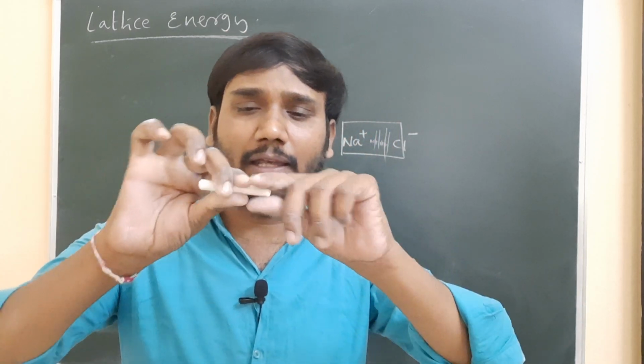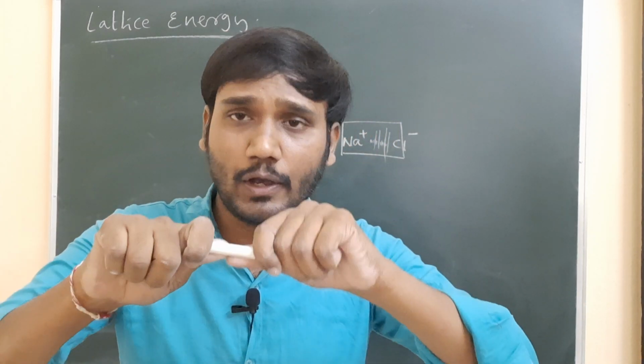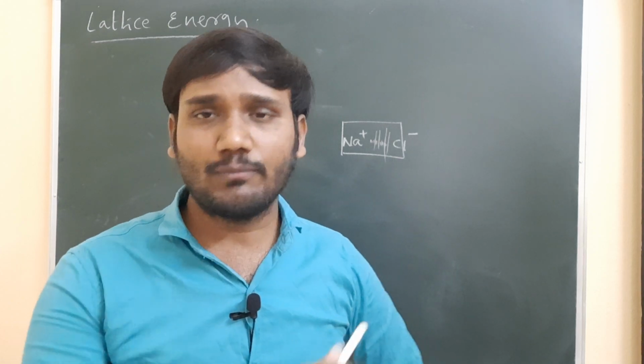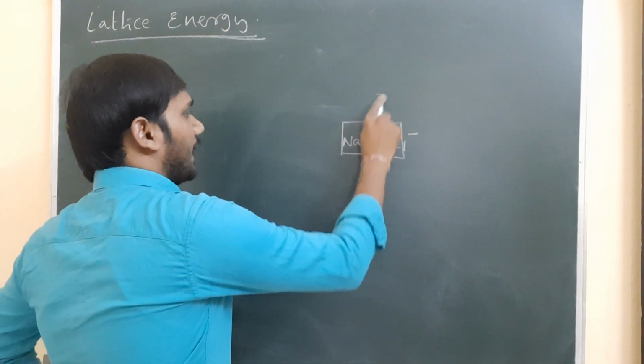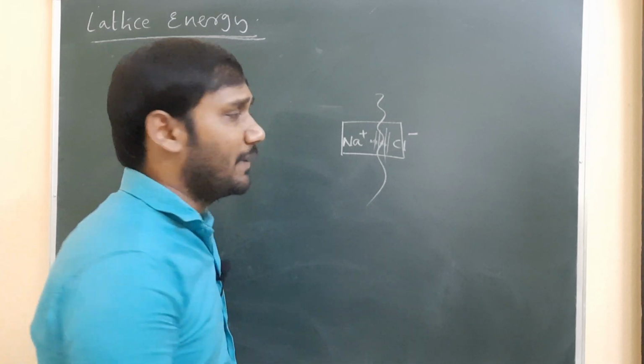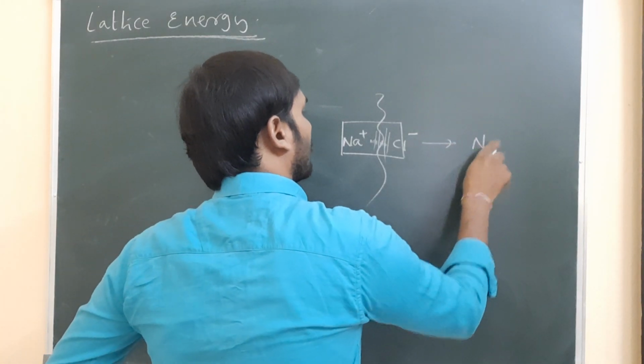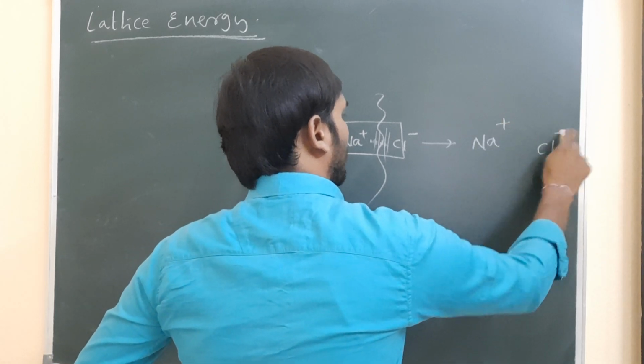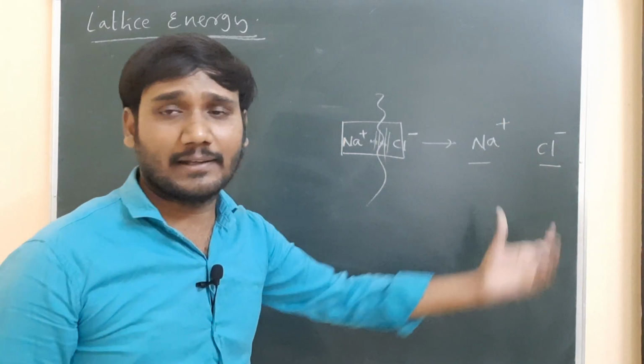If you want to break anything, you have to apply some amount of energy. Same with sodium chloride, if I want to break it, I have to apply some amount of energy. So when I break it, the sodium chloride is converted to what? Na plus and Cl minus, the respective ions.